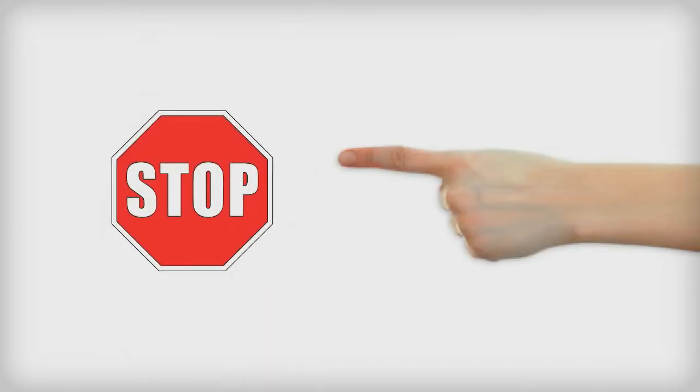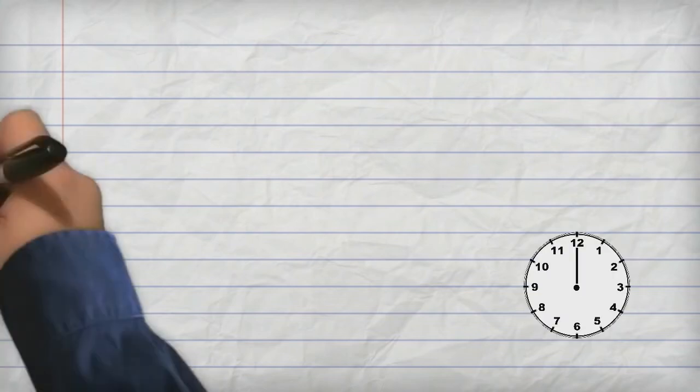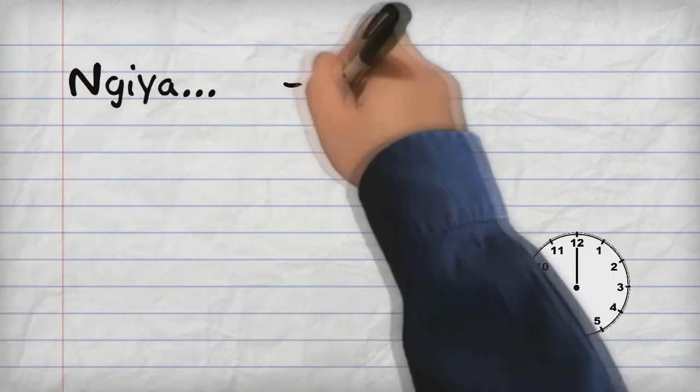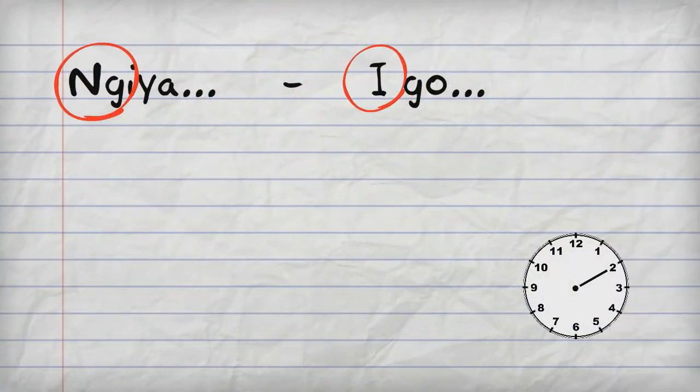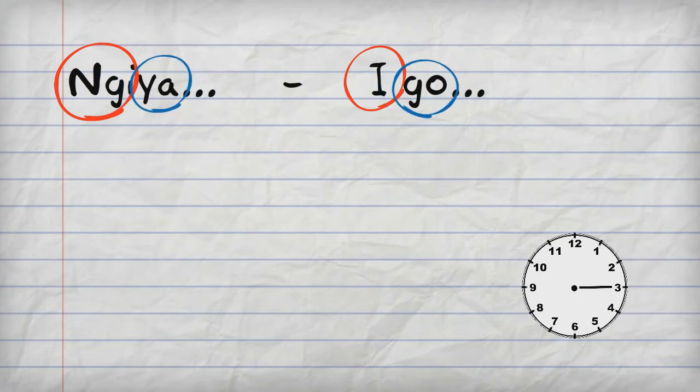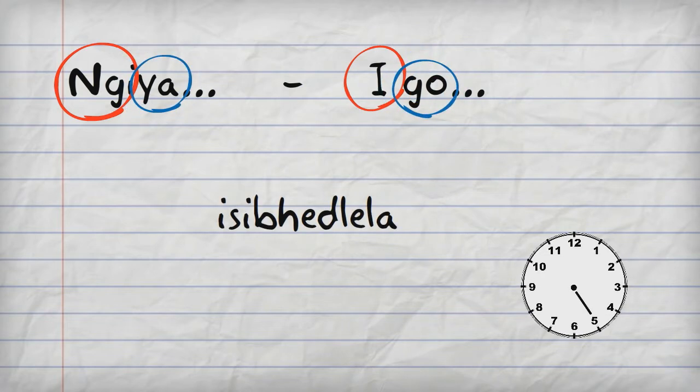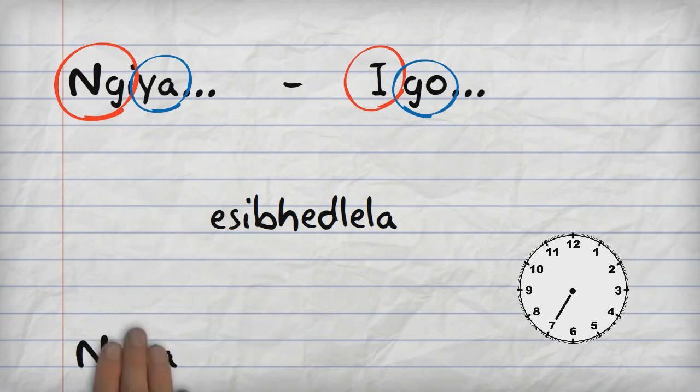Okay, stop for a second. Let me explain. When you say I go somewhere in isiZulu, you start with ngiya. And because you're going somewhere, the word changes a little bit. So isibedlela becomes esibedlela.